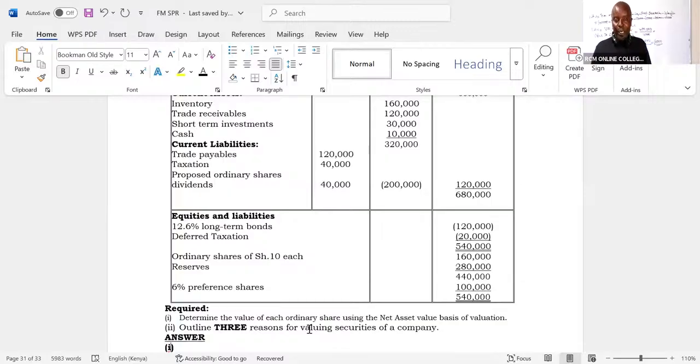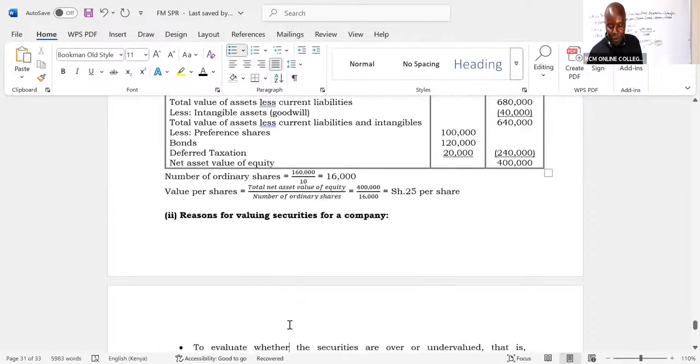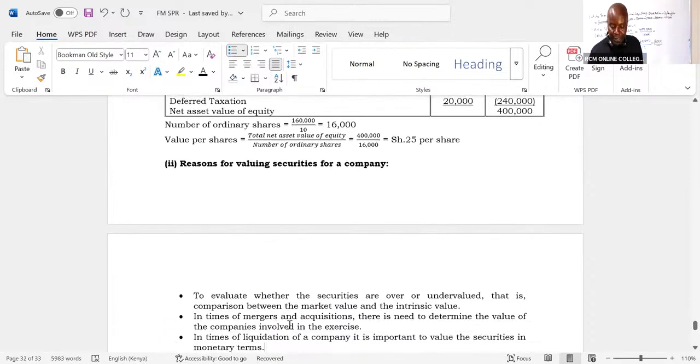I would want to value my securities, ladies and gentlemen, if I'm going to use them as collateral. If I'm going to use them as collateral in a bank, for example, I would want to do valuation if I want to sell this organization. So there are so many reasons, and I've been able to give you those reasons, ladies and gentlemen, down here in the answer. You know, I'm just moving. If you're not able to understand, I always give answers down there.